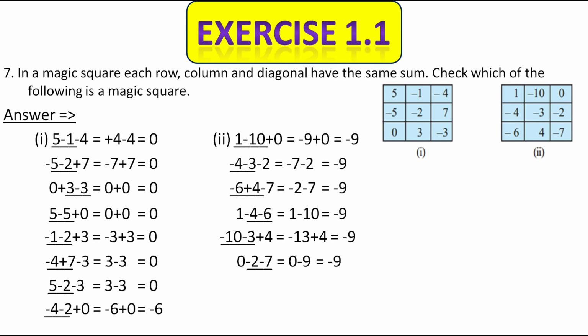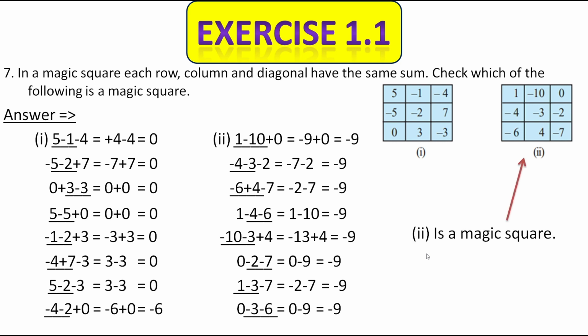Now let's check diagonals. 1 -3 -7. Here we will make a group of these two. +1 -3 is equal to -2 and -7 is equal to -9. Okay. Now the next diagonal, 0 -3 -6. -3 -6 is equal to -9. So here we got -9. So here all the answers are equal to -9. Therefore the magic square is this one, the second one. Okay.